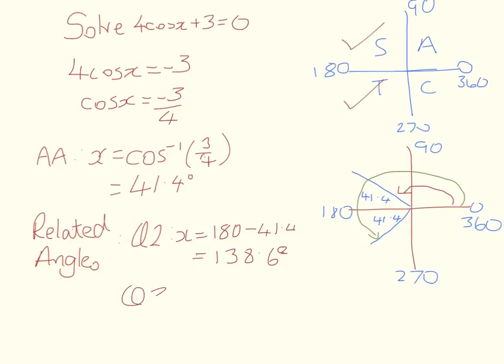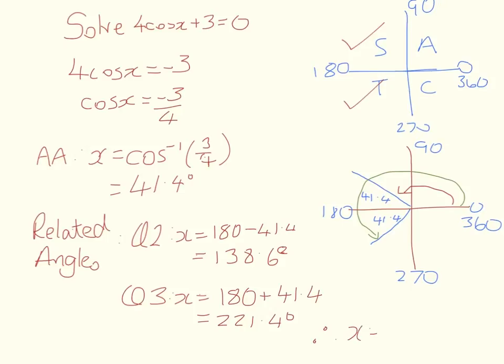Similarly, in quadrant 3, instead of subtracting from 180, this time I want to know the total distance beyond 180. So my answer is going to be in between 180 and 270. It's an extra 41 degrees onto this 180. So this time I'm going to add 41.4 to 180. And doing so would give me an answer of 221.4 degrees.